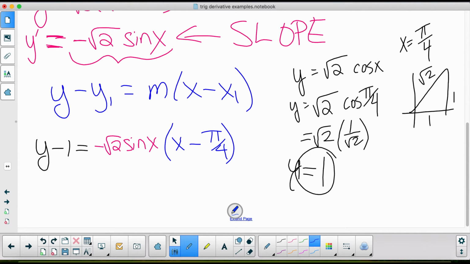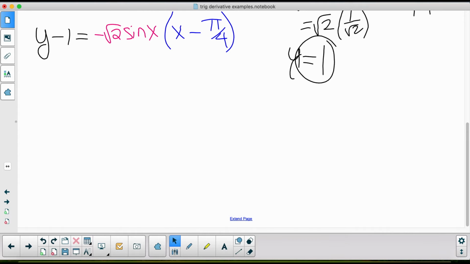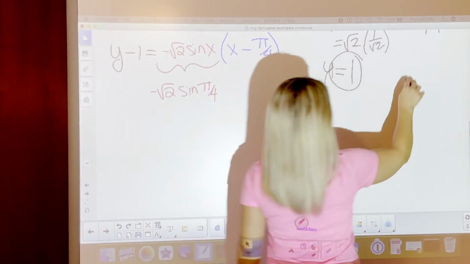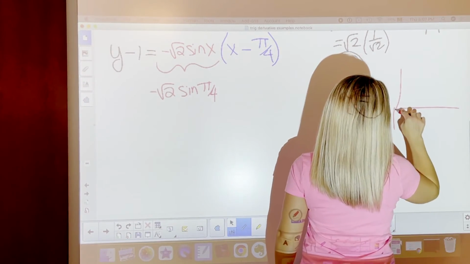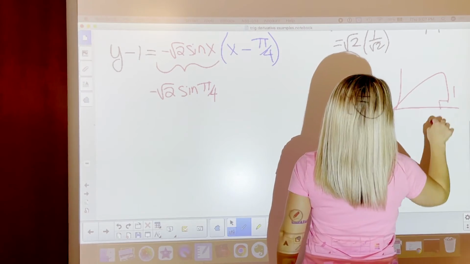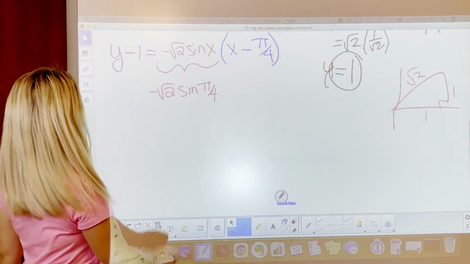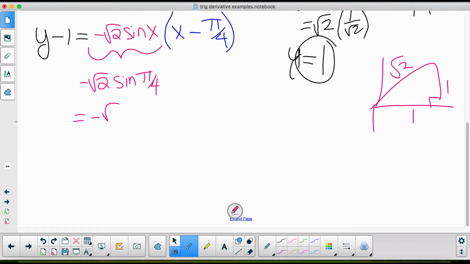Now I'm going to go ahead and find what this guy is, negative square root of 2 times sine of pi over 4. And again, coming over here, if you look at your triangle, your sine of pi over 4 is 1 over the square root of 2 as well. So negative 2 times 1 over the square root of 2. Well, doesn't that work out just peachy keen to be negative 1?